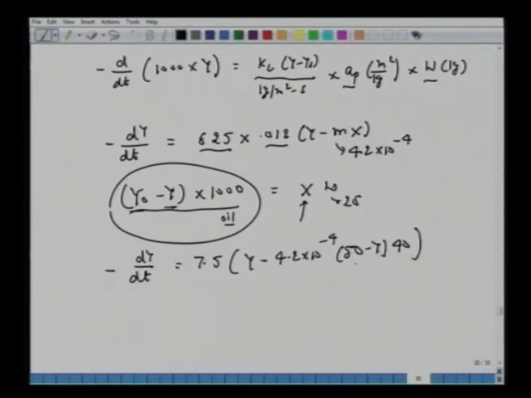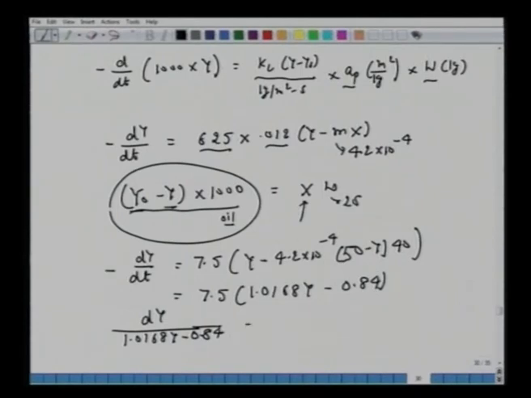All right, no raised to the power 1 over n here. So we have this, simplify further. This is 7.5 dy over (1.0168 Y minus 0.84). We bring it down, and here you bring this dt this way, 7.5 integrate 0 to t, and here the concentration goes from 50 to 1 with the minus signs. Calculate t equal to approximately 12 minutes.